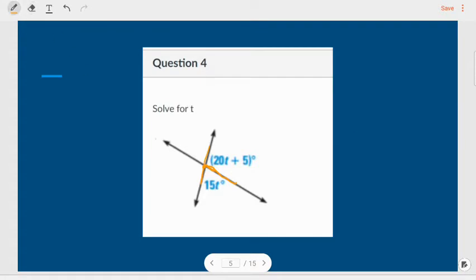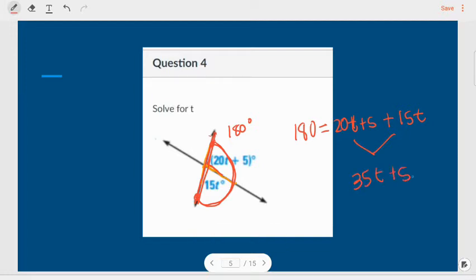I'm going to use my knowledge that a straight line, if I were to start here and swing all the way around to here, is 180 degrees. Imagine this is a pizza slice. I've got half a pizza right here, so 180 degrees of a pizza. What two pieces of pizza make up my 180? 20t plus 5 makes up one slice, plus 15t makes up my second slice. I'm going to combine: 20 plus 15 is 35t, plus 5 is equal to 180.